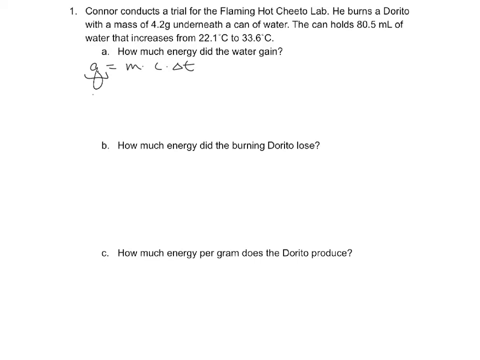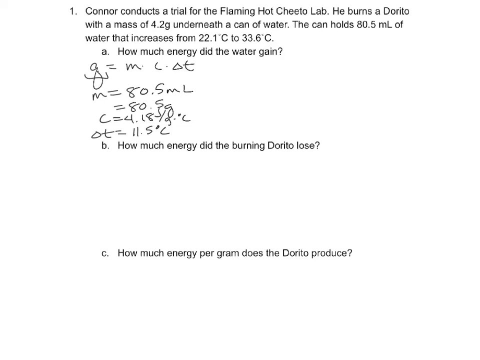Q is energy. So you need to know the mass of the water, because 80.5 milliliters is the same as 80.5 grams of water. That one is easy to change. The C of water is always 4.18 joules per gram times degrees Celsius. And the change in temperature is when the water goes from 22.1 to 33.6. So that change in temperature is 11.5 degrees Celsius.